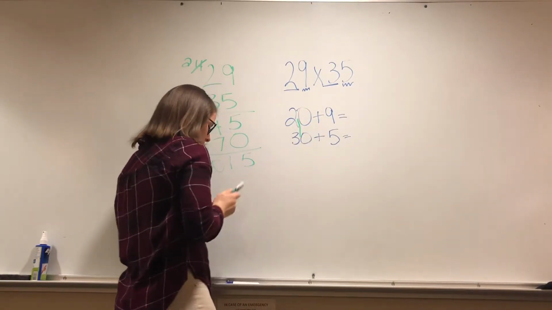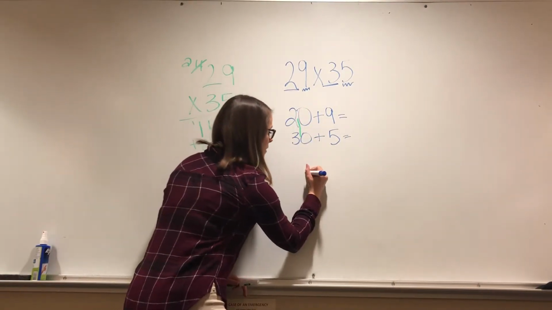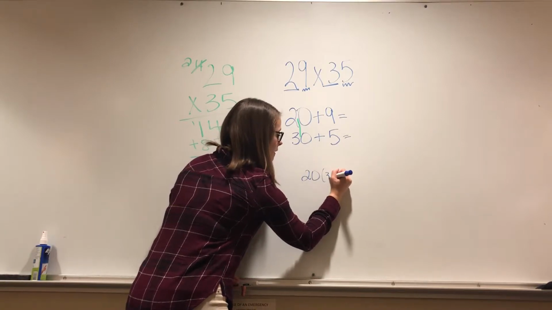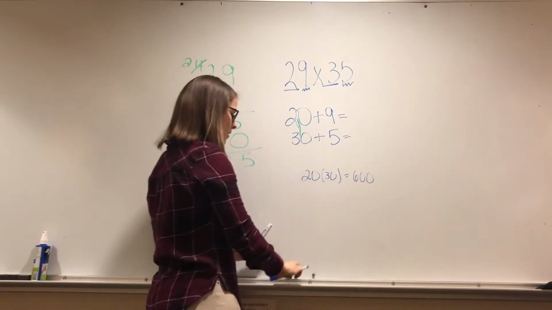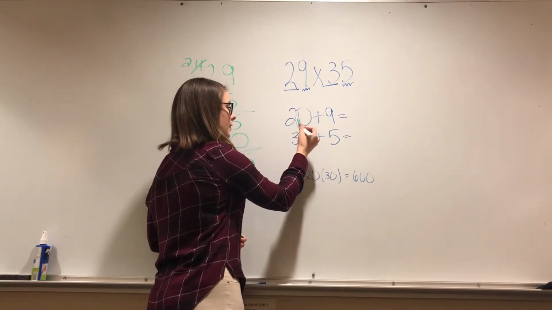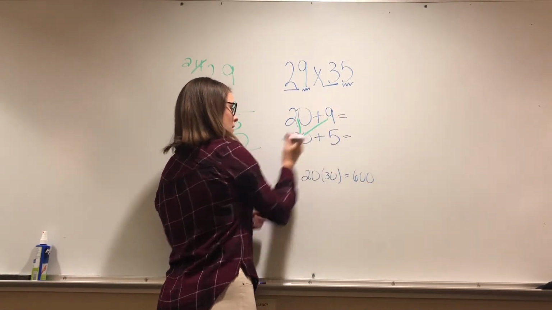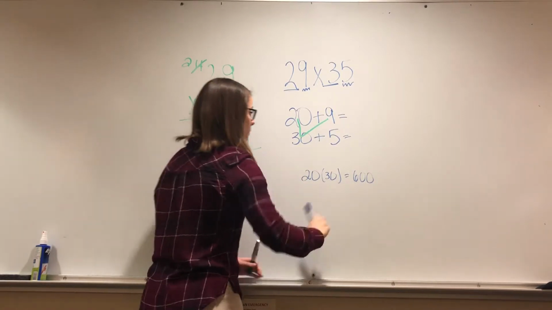So we're going to multiply 20 times 30, which equals 600. And then we're going to multiply 30 times 9.